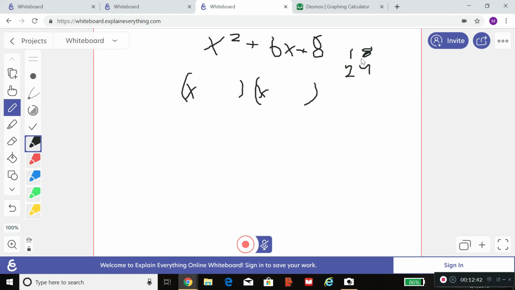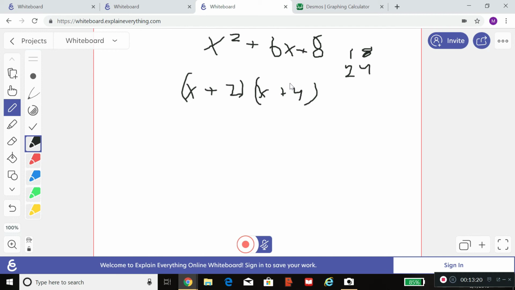If 1 and 8 were the correct ones, we would have x plus 1 times x plus 8, so we would have 1x here and 8x here. Those would combine to give a 9x, and we have a 6x. Let's try the next ones, 2 and 4. We have x plus 2 here and then x plus 4. 4 times x is going to be 4x, and then 2 times x is going to be 2x, and added together, those are going to make 6x. So we know that these are the correct ones.